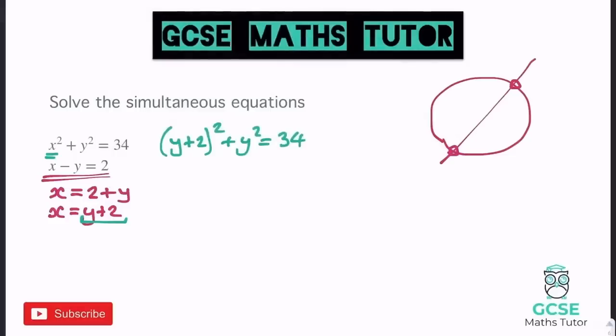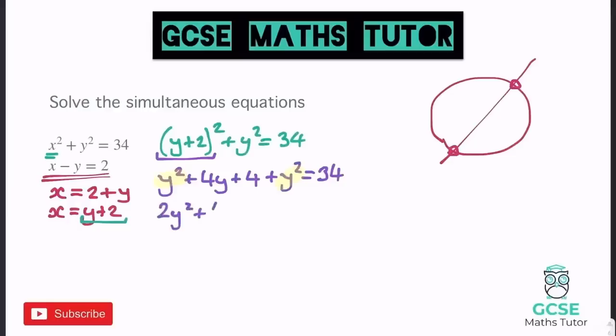So if we go about expanding this first bracket here, I'm not going to write it as a double bracket, I'm just going to go for it. So y squared, we'll get plus 2y, so plus 4y, and plus 4 at the end. And then obviously we've got plus y squared equals 34. Now we can tidy that up, because we've got these two y squared pieces. So we can add those together just to make it a bit more tidy. So we've got 2y squared plus 4y plus 4 equals 34.